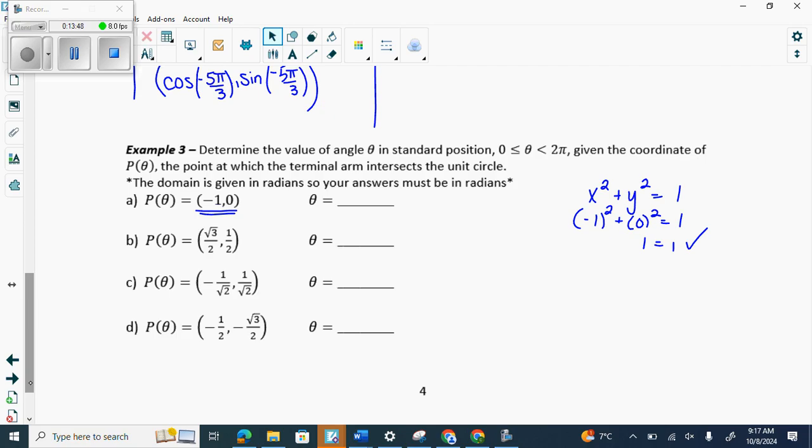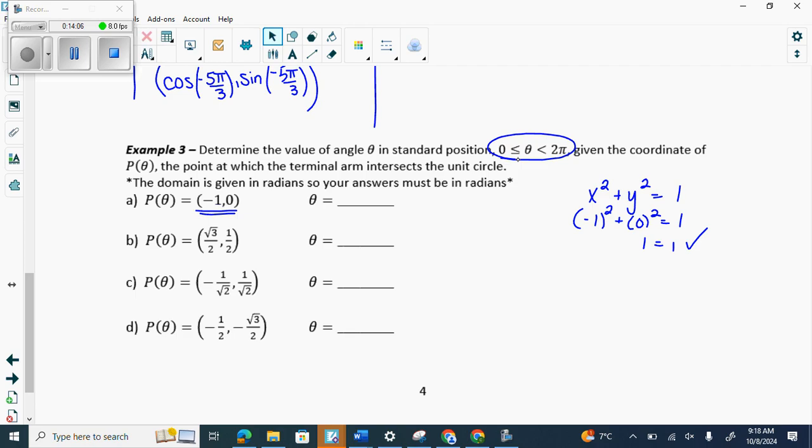The domain is given in radians, so you must give the answer in radians. It has to be in standard position between 0 and 2 pi. So even though you like degrees, that's lovely, your answer has to be in radians. And on the test, I will always give a restricted domain in radians at some point, and people will give me answers in degrees, which is not going to get you full marks.